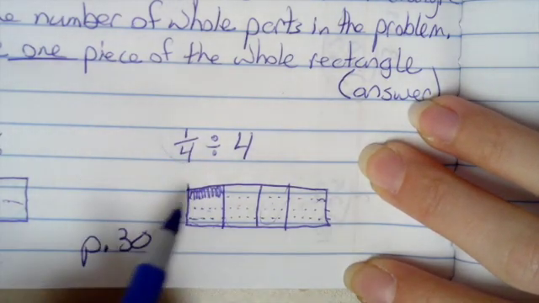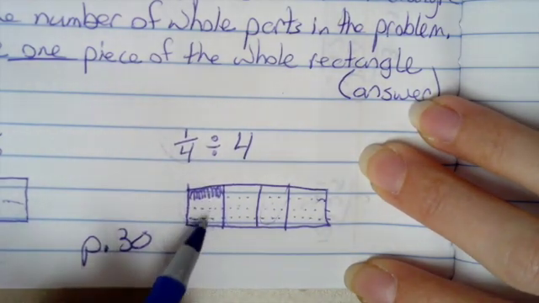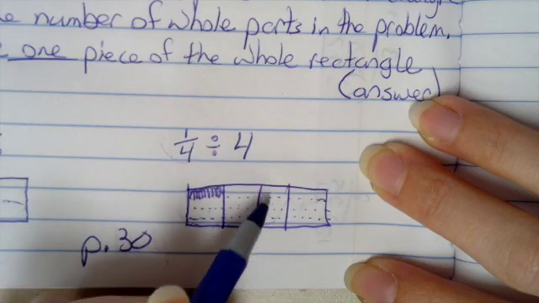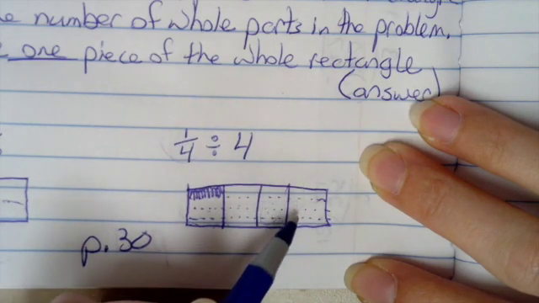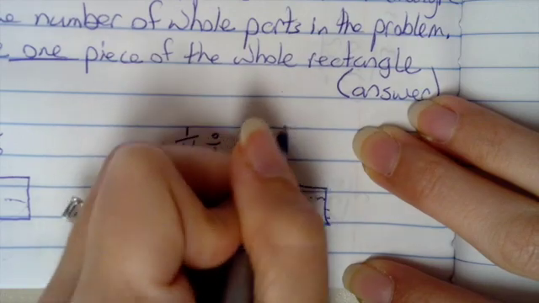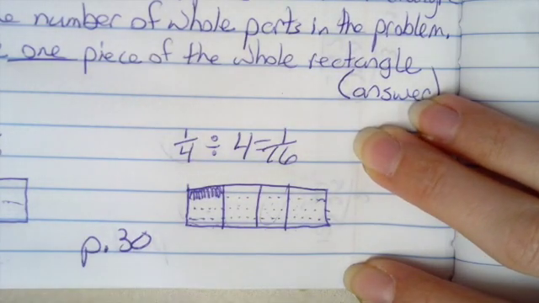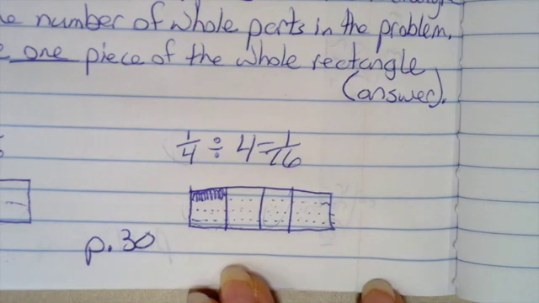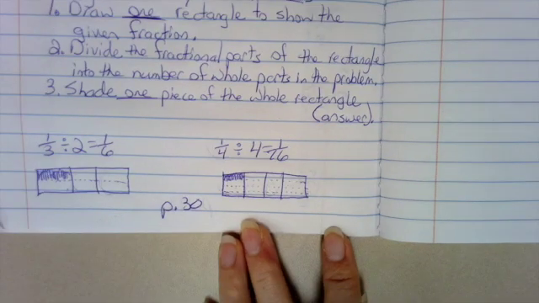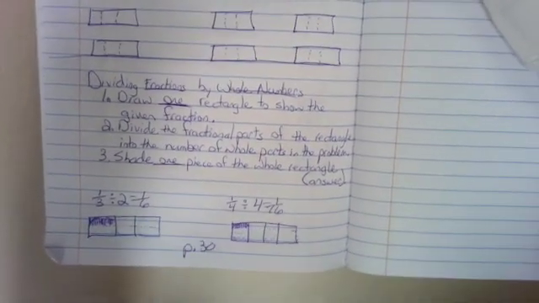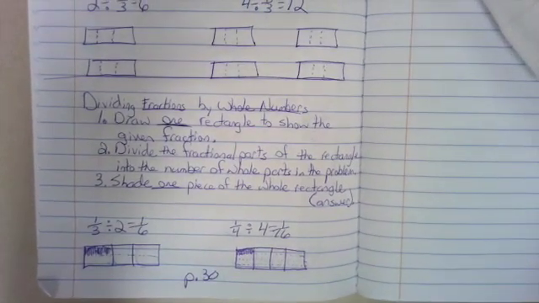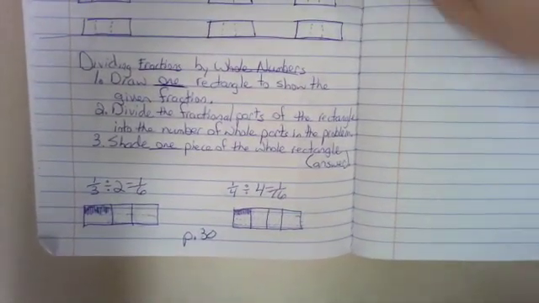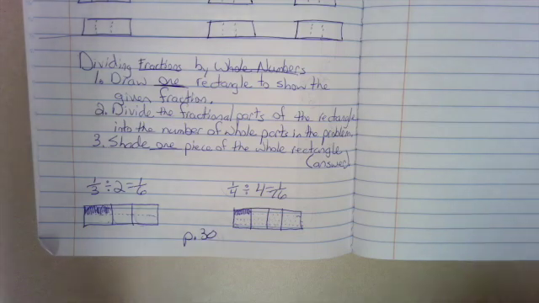What's shaded? 1 out of 1, 2, 3, 4, 5, 6, 7, 8, 9, 10, 11, 12, 13, 14, 15, 16. 1/16 is shaded. 1/16 is my answer. Now, let's zoom out. Now that we hopefully understand what is going on when we're dividing fractions, we're going to look at the shortcut.